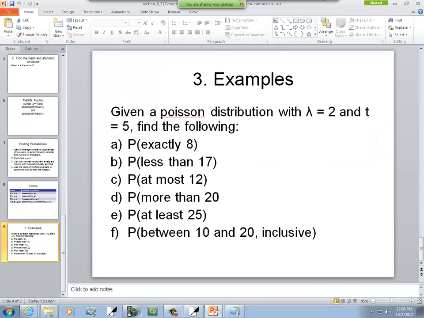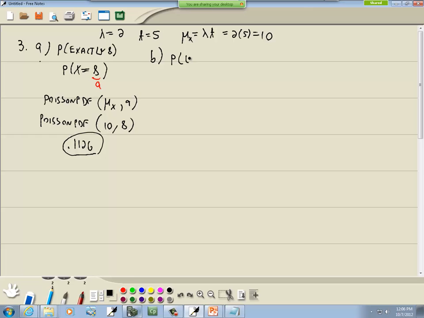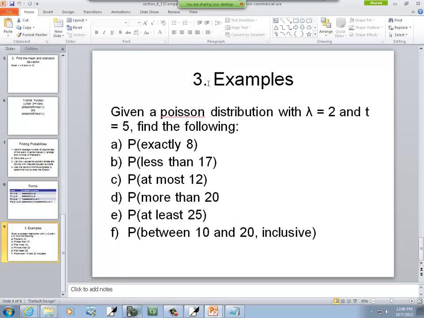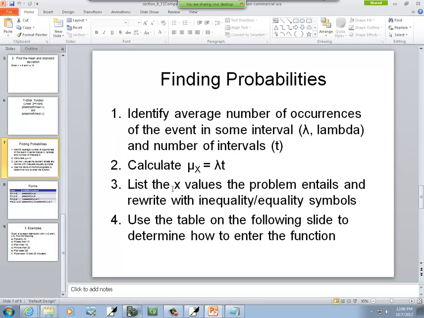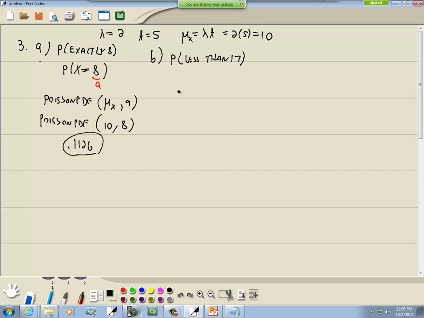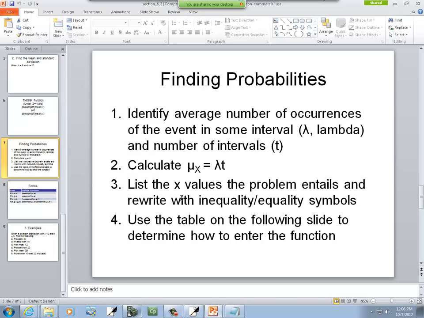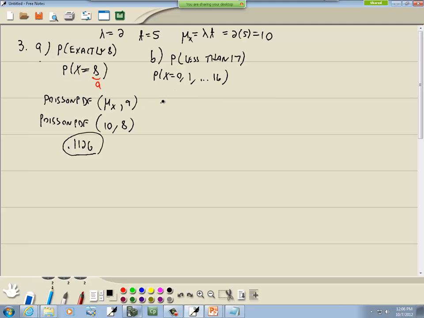Okay, let's look at B. Less than 17. Come back here. Step 3. List the x values the problem entails. Well, less than 17. That would be 0, 1. Less than 17 doesn't include 17, so it would go through 16. Write this second part of step 3. Rewrite with inequality equality symbols.